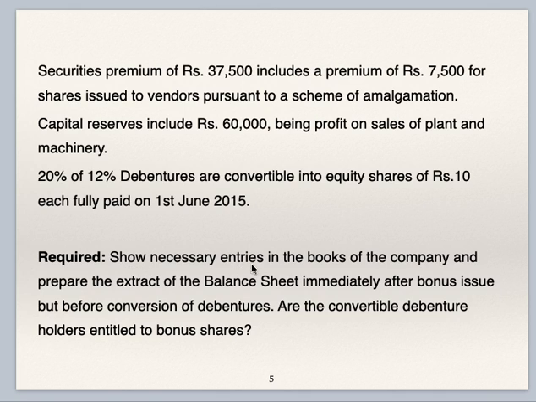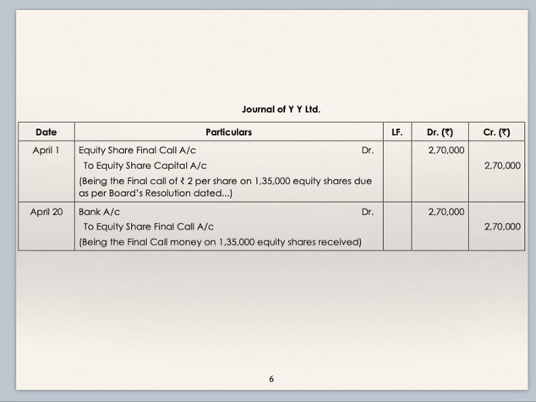You are required to show necessary entries in the books of the company and prepare extract of balance sheet immediately after bonus issue but before conversion of debentures. Are the convertible debenture holders entitled to bonus shares? Yes, of course, convertible debenture holders are entitled to get bonus shares on the date when the debentures get converted into shares. They are entitled to get bonus shares in the same ratio which was given to equity shareholders. Now we'll see journal entries.